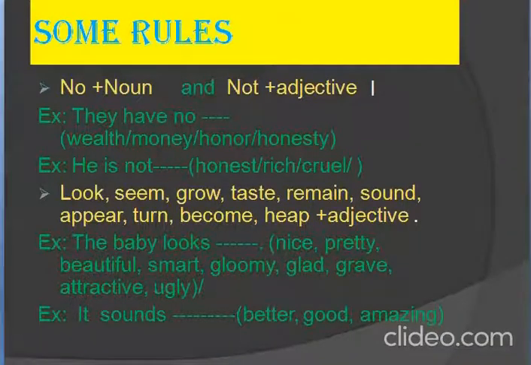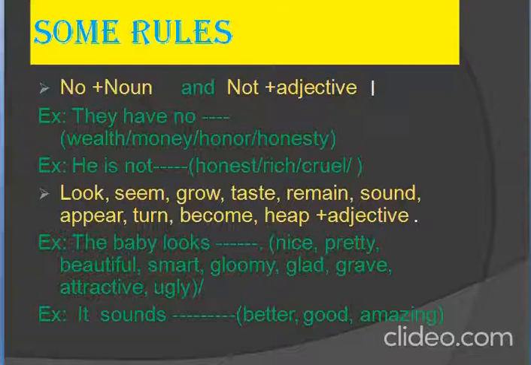My dear students, now I am going to discuss some important rules which will be very helpful for you. Firstly, you see that no plus noun. It means that if you find a gap comes after no, in that case, apply noun to complete your gap. And next to this rule, not plus adjective. If you find a gap comes after not, in that case, use adjective to complete the sentence.